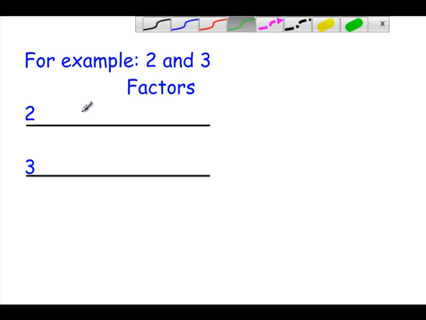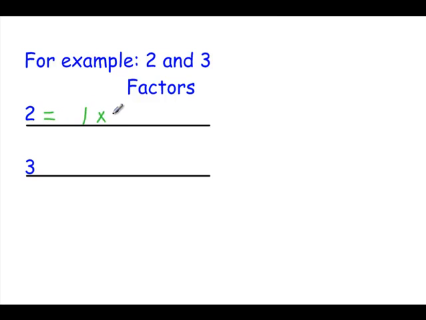What are the factors for the number 2? 1 times 2 equals 2. Are there any more factors? No. Let's look at the number 3. What are the factors for their product 3? That's right, 1 times 3. Are there any other factors that will equal 3? No, that is correct. So the number 2 and the number 3, each of them only has one set of factors.